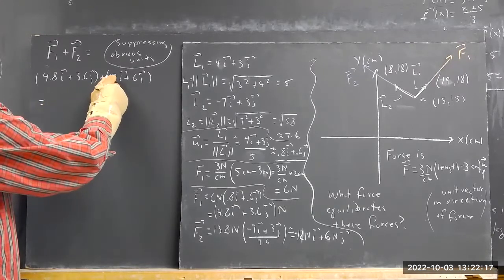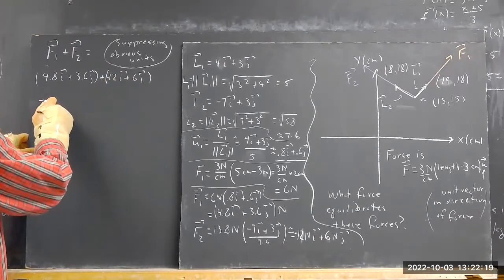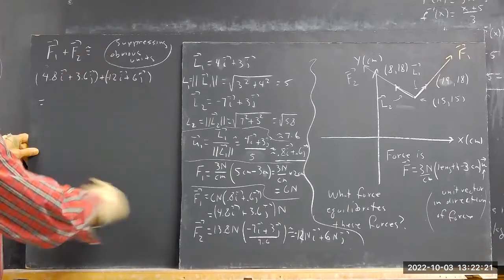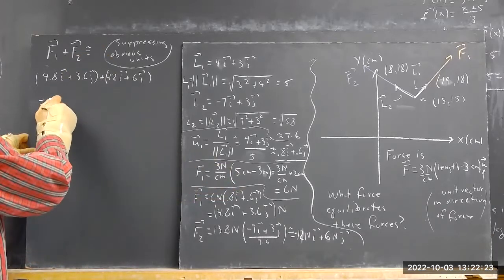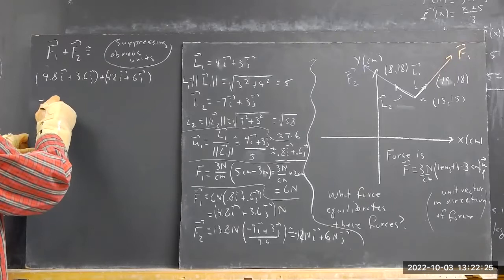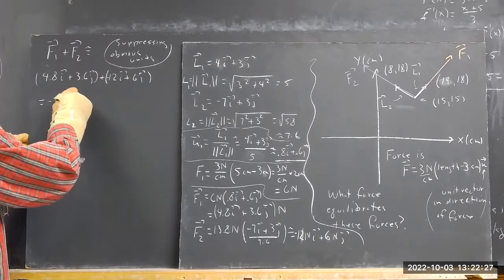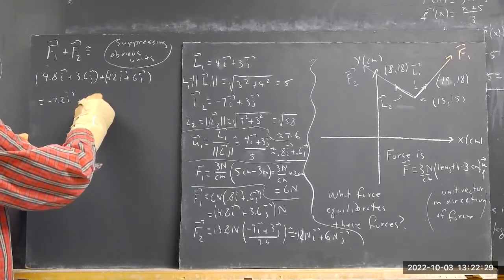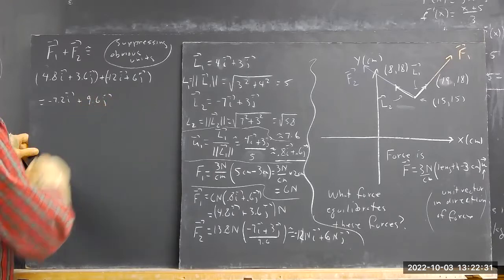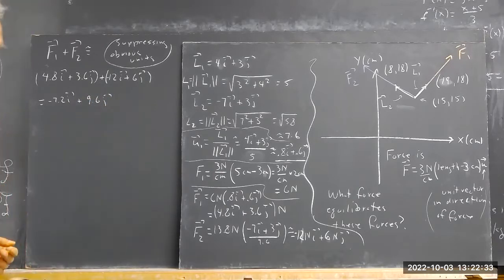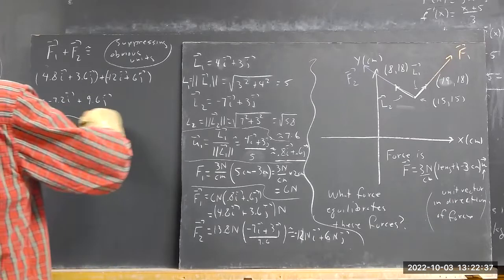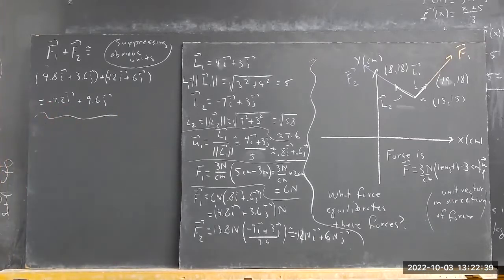It's negative 12i. This is approximate, using my approximation. It's going to be negative 7.2i plus 9.6j. Okay. So you've got to get some slightly different numbers. There it is. Now, obviously you want pictures.